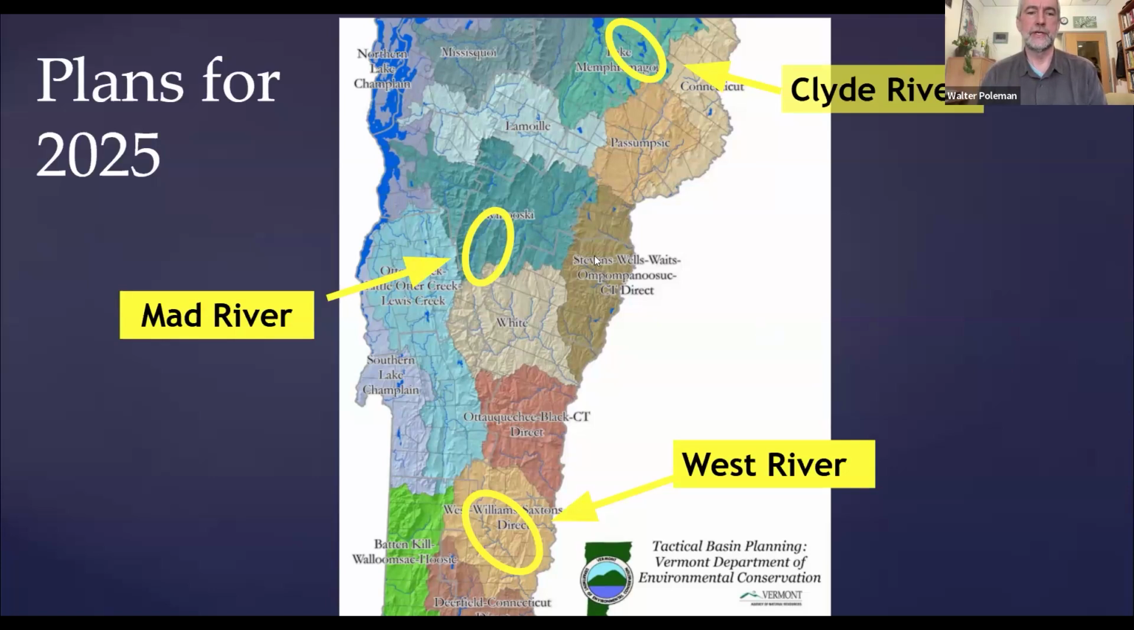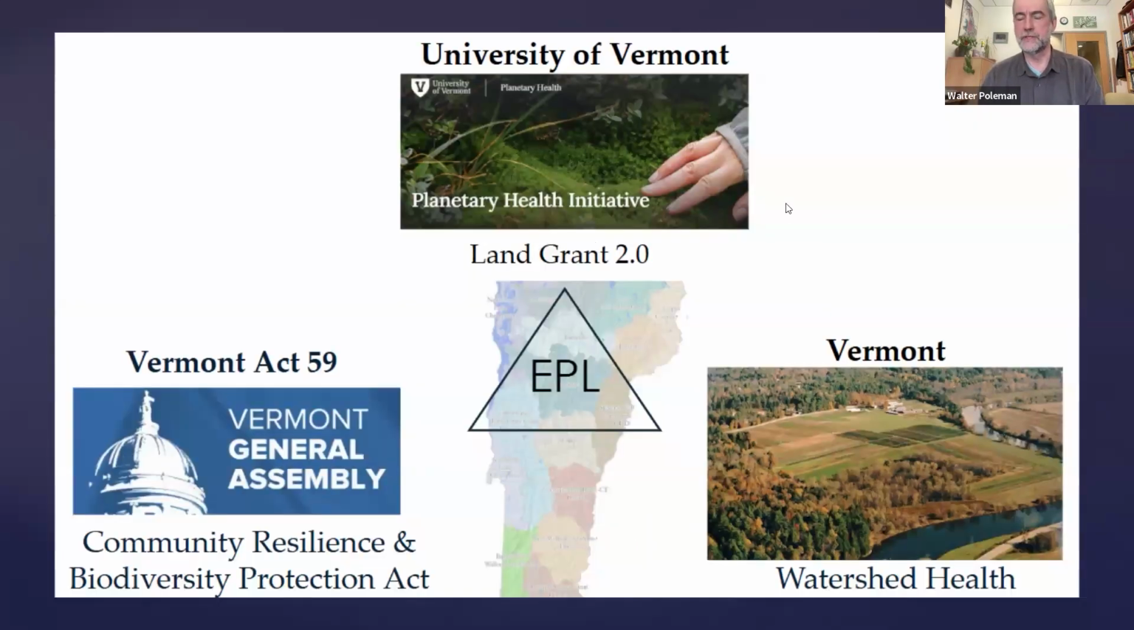Last slide I'll show is just a big picture of how this fits into state policy. As people are probably familiar with, if you're on the call from Vermont, Vermont's Act 59 is really this idea of cultivating community resilience and biodiversity protection throughout the state. Can we conserve 30% of the land by 2030 to protect biodiversity and cultivate community resilience? So this brings together UVM together with policy, together with local communities to promote watershed scale health. I'll stop there and pass it on, I believe, to Dave Maroney.